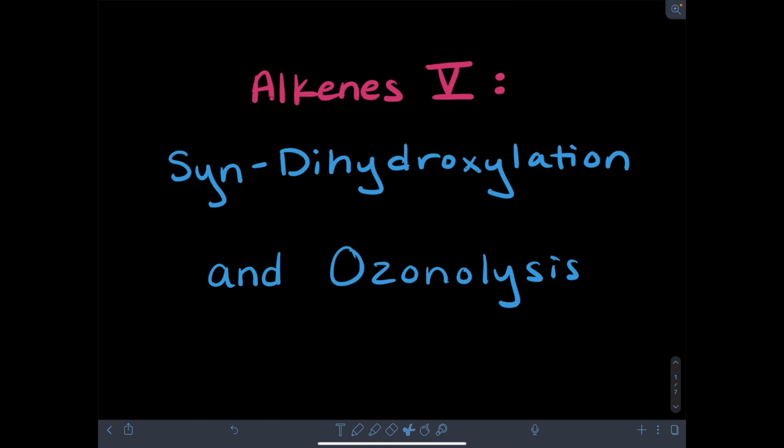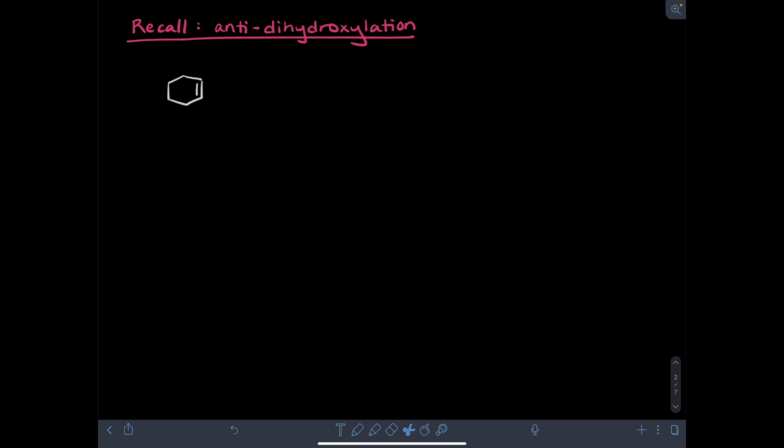Hi folks! The following video talks about two final reactions of alkenes known as syn-dihydroxylation and ozonolysis. We've previously seen a reaction known as anti-dihydroxylation, where recall dihydroxylation refers to the addition of two alcohol OH groups across an alkene.